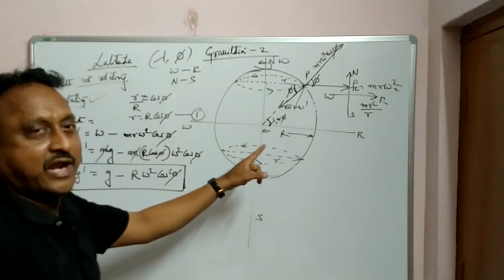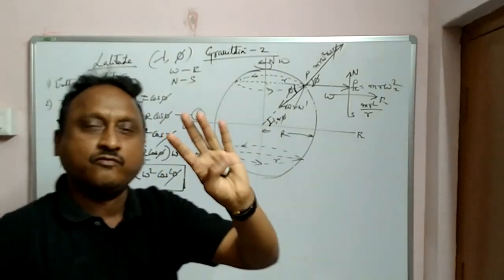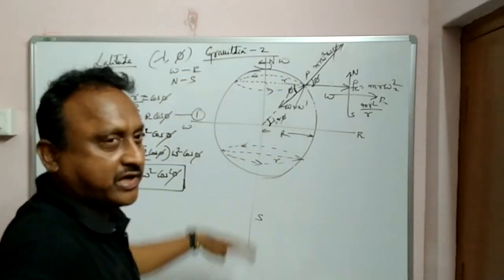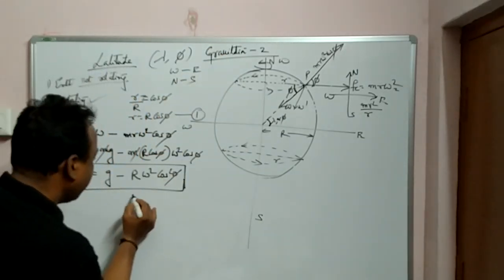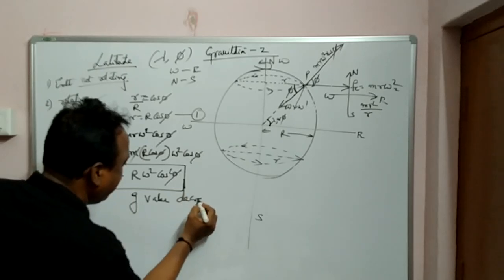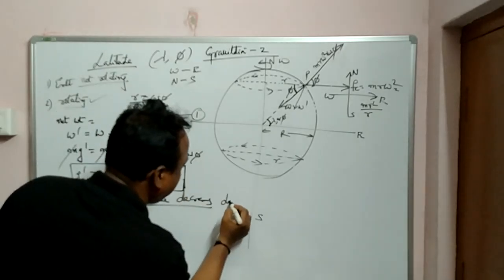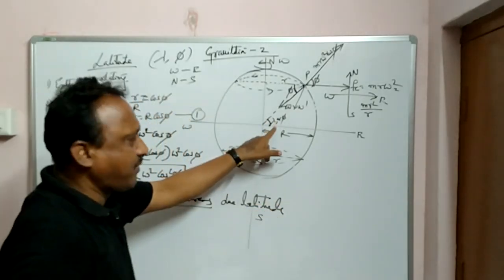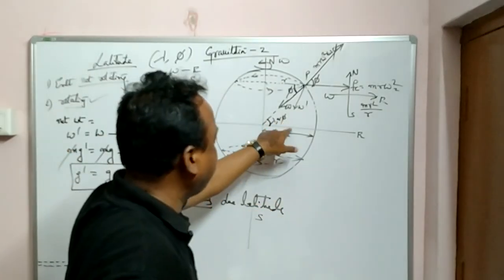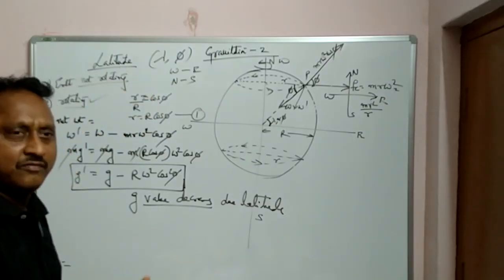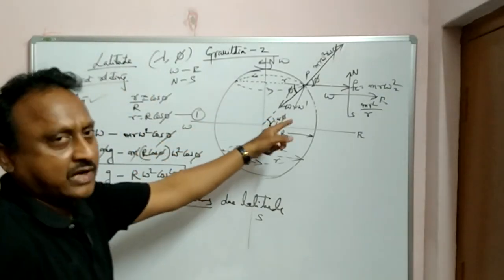Therefore, due to latitude, this is also a 4-mark derivation in intermediate. In this fashion, if you derive it easily, you can get 4 marks. Therefore the G value decreases due to latitude. Latitude in some books they follow lambda, or in some books it is phi. Anything you can use. So this is how you derive the value of G due to latitude.